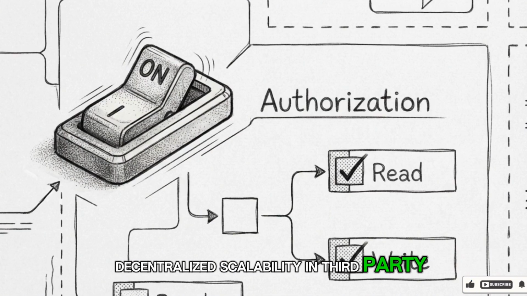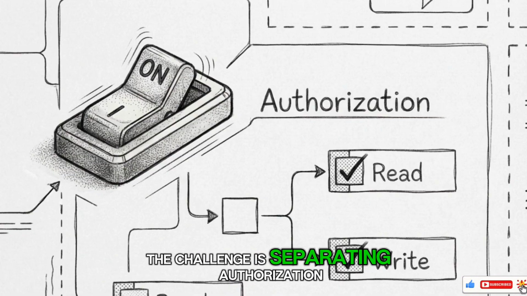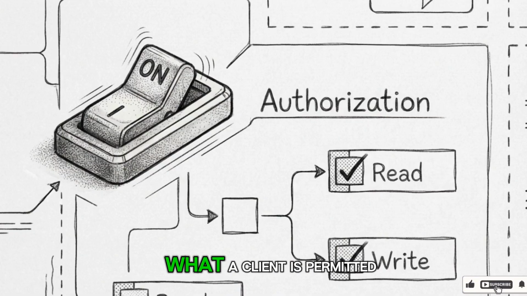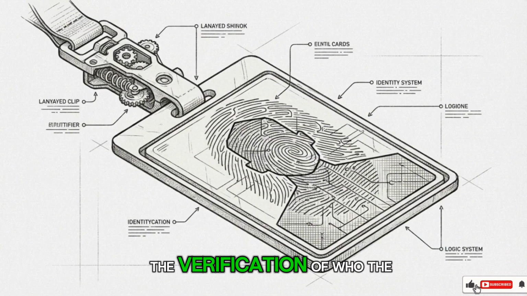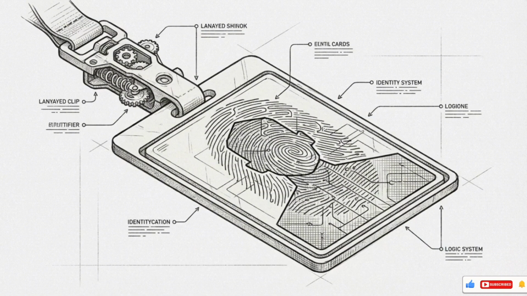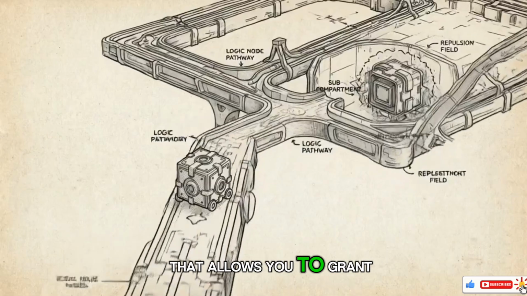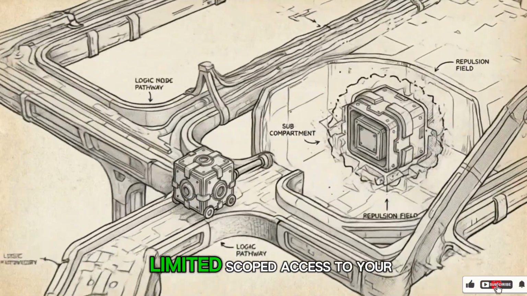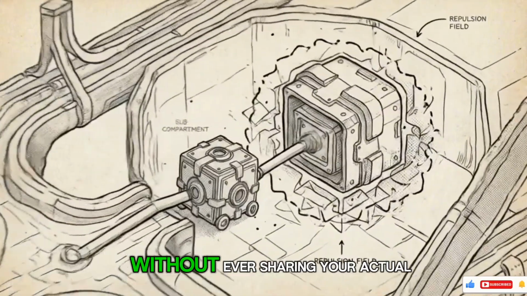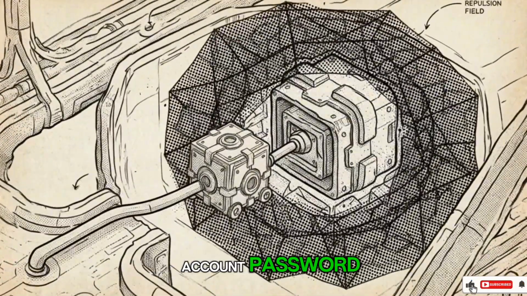In third-party integrations, the challenge is separating authorization, what a client is permitted to do, from authentication, the verification of who the user is. OAuth 2.0 is a delegation framework. It functions like a valet key that allows you to grant a third-party app limited, scoped access to your data without ever sharing your actual account password.